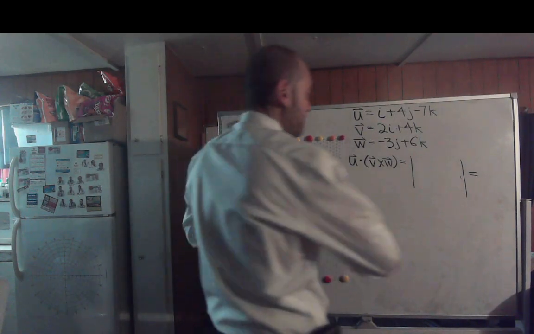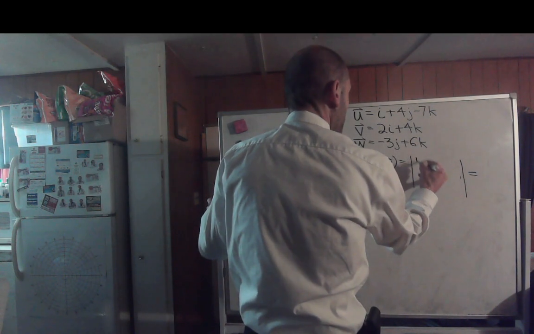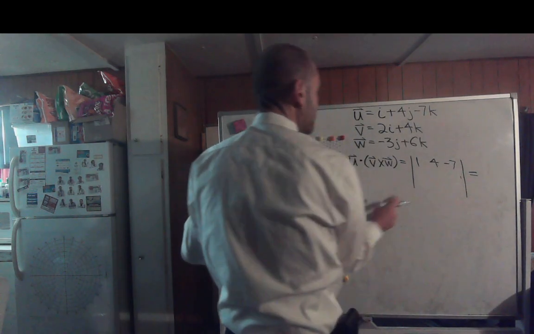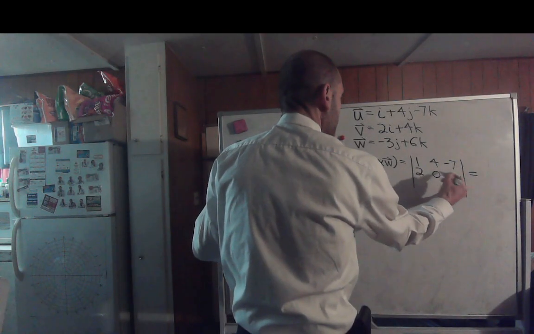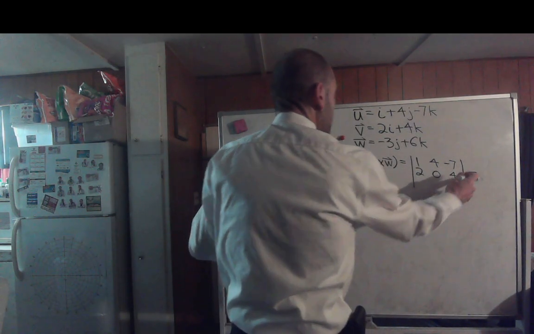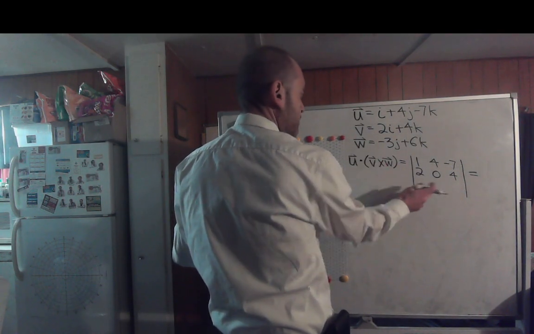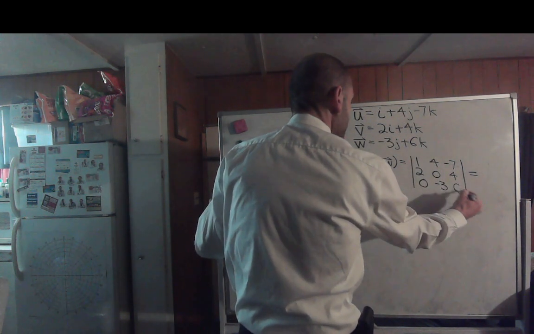So the first row will be all your components of u. So you'll have 1, 4, and negative 7. Second row is your components of v, so you'll have 2, 0, and 4. And then vector w is your third row, so you'll have 0, negative 3, and 6.